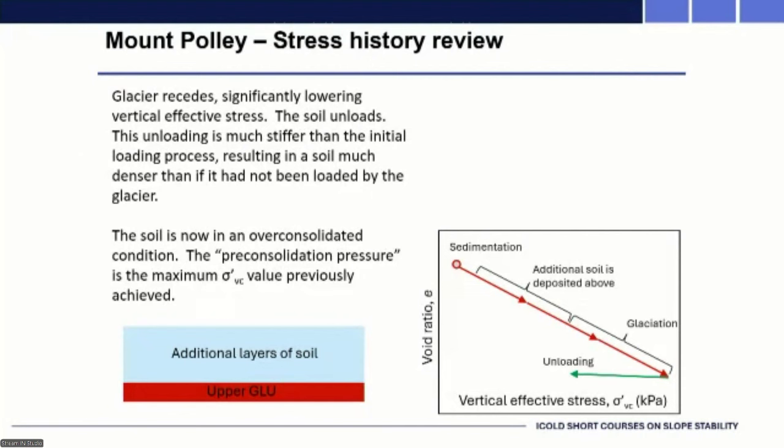And then the glacier recedes. So we're reducing our vertical effective stress, getting that rebound line, much stiffer than the initial, obviously, but it's now in this over-consolidated condition. So it's truly over-consolidated, where, if you remember, the pre-consolidation pressure is the maximum value that it previously experienced. It's where those two lines intersect, essentially. So that's the greatest stress that layer of GLU, glacial lacustrine clay, has ever experienced in the past.